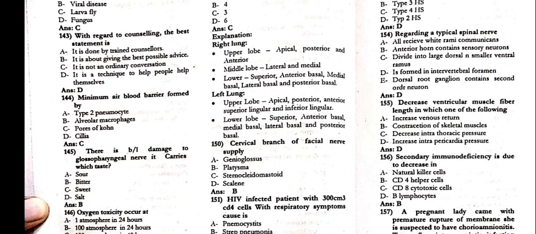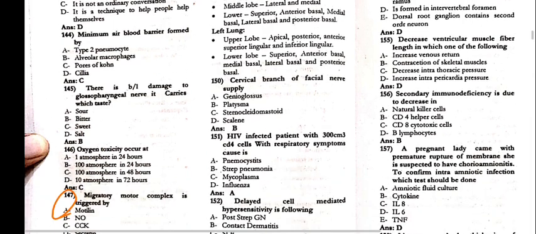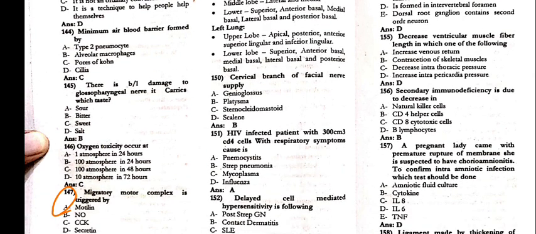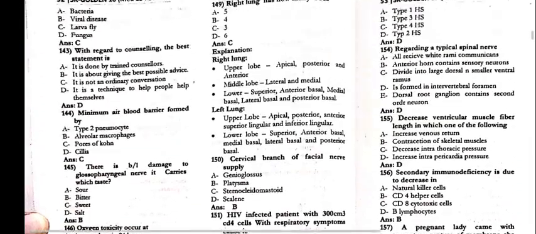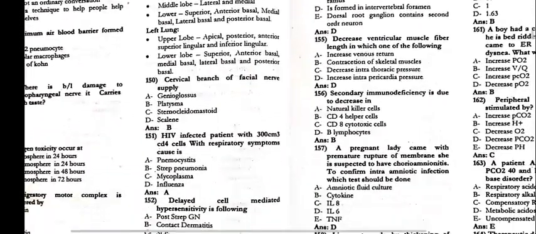The minimum air blood barrier is formed by the pores of the colon. Next, 145, there is a bilateral damage of the glossopharyngeal nerve. It carries which taste? That is the bitter taste. Oxygen toxicity occurs at 100 atmosphere in 48 hours. 147, migratory motor complex is triggered by the motilin. 148, the chromosomal maneuvering does not occur in the sexual reproduction. Next, 150, the cervical branch of the facial nerve supplies beta, the platysma.